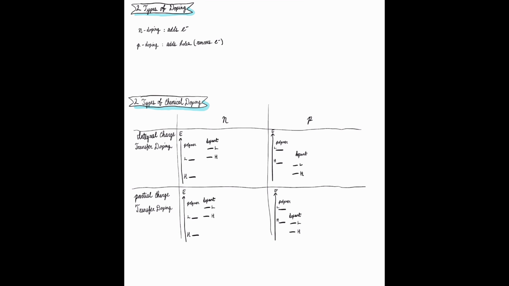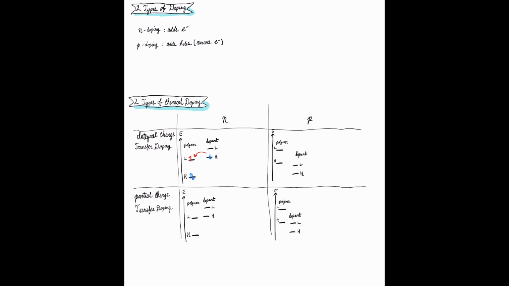This is so that if we fill in all the electrons in the HOMO levels, the electrons from the HOMO of the dopant will go to the LUMO levels in the polymer. And so this essentially adds an electron to the polymer, which creates N-doping.